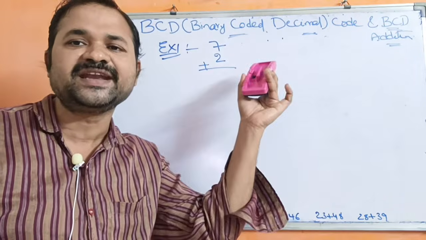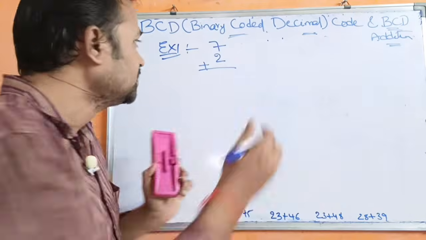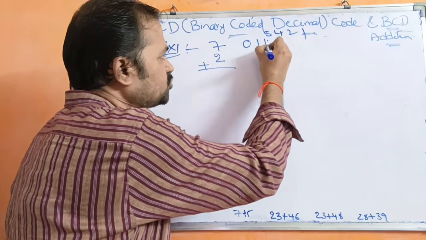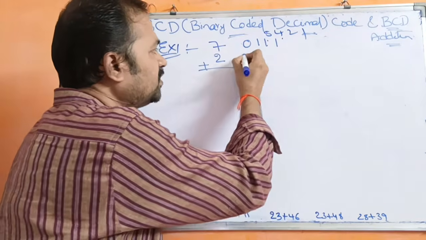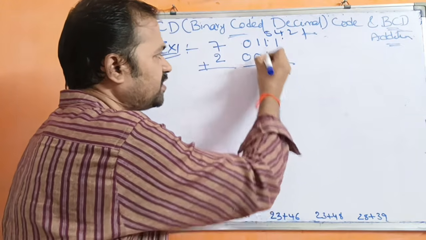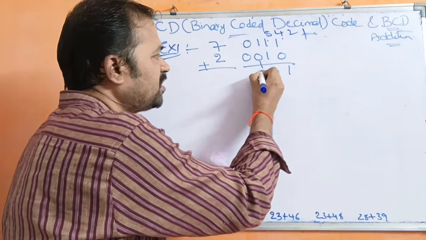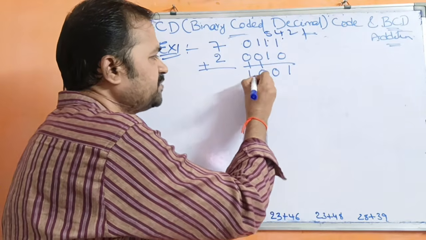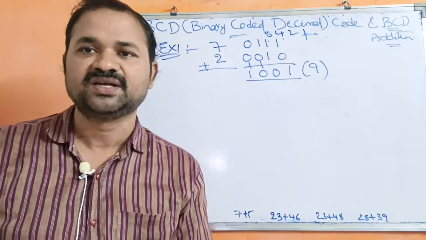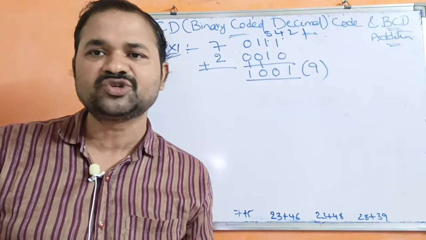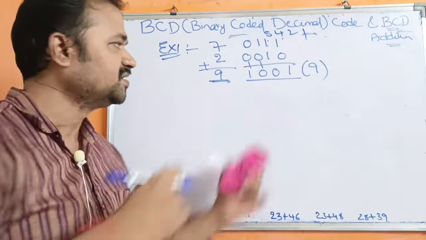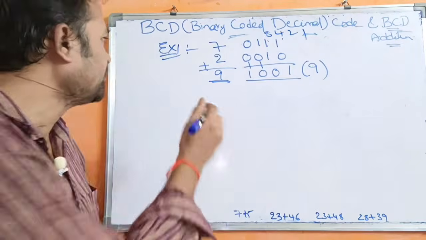How can we represent 7 in BCD notation? 7 is sum of 4, 2, 1, so 0111. 2 means we write 1 in the 2 position. Now simply perform the addition. 1 plus 1 means 0 with a carry 1. The result is 1001, which means 9. So 9 is a valid BCD digit, so there is no problem. Directly, 7 plus 2 means 9, so likewise we will get the result. Let us see one more example.